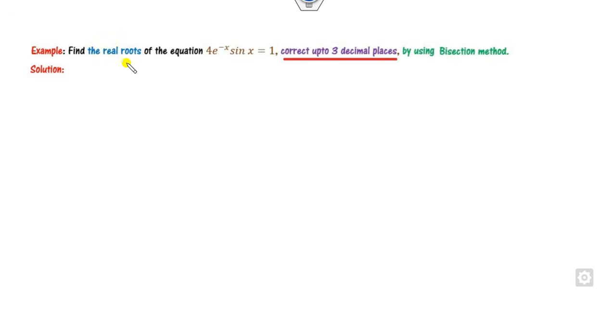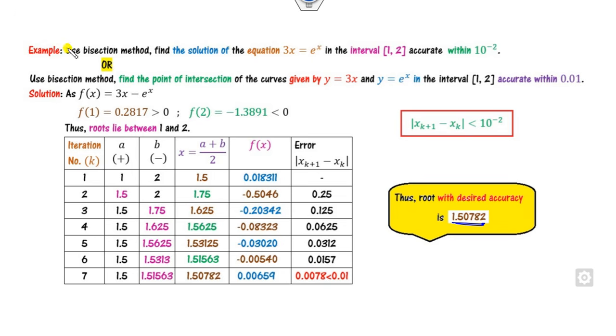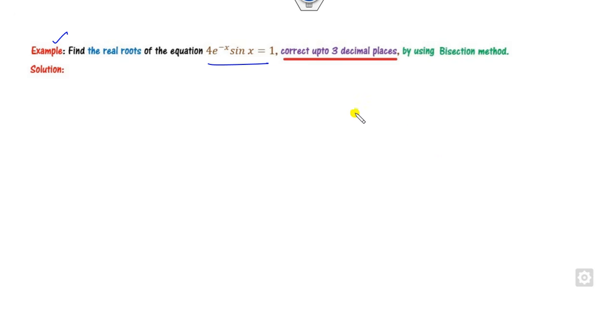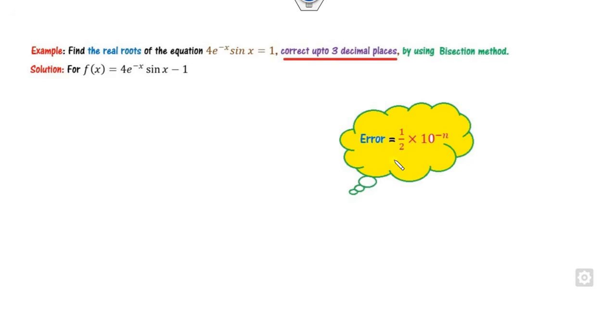Okay, now look at this next question. Again this is the transcendental equation. Now you can see the difference between this question and the previous question. In the previous question it is already given to you that the error is 10 to the power minus 2. But in this question it is not given. But it is given that it is up to 3 decimal places. So what is my absolute error? As I told you, the absolute error is half into 10 to the power minus n. Fine. So we can first find the error from here.